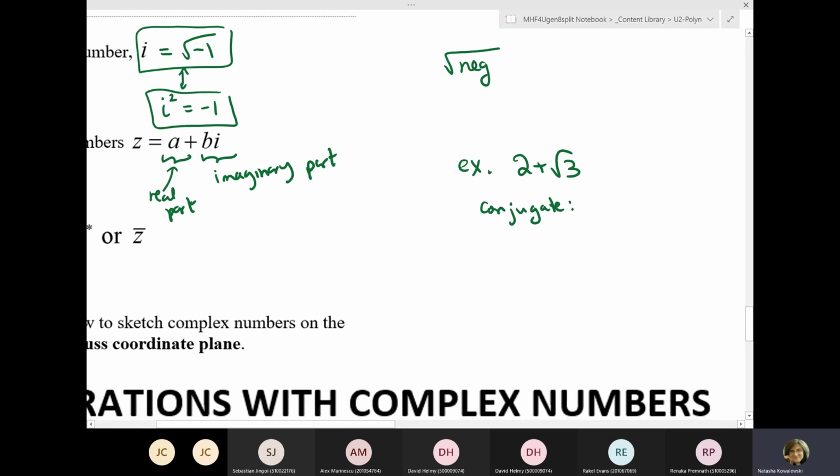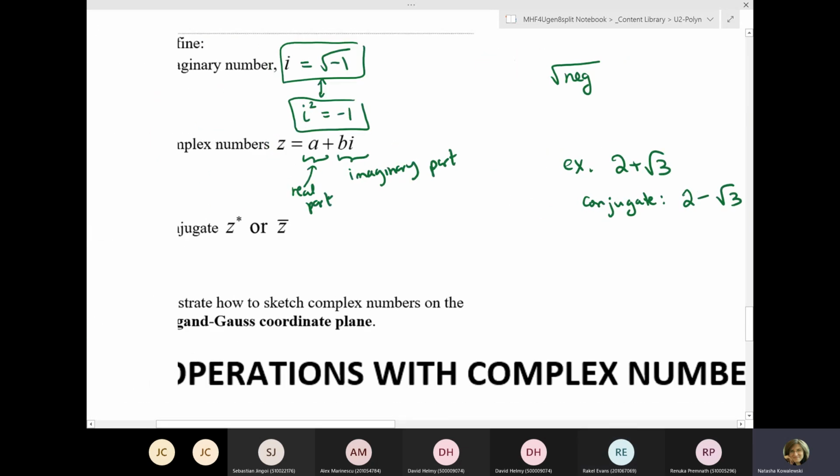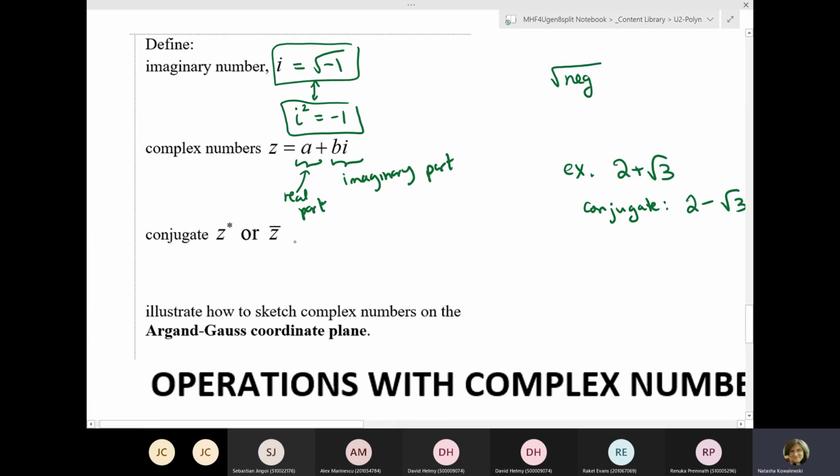2 minus root 3, right? So the same thing happens with a conjugate imaginary number. It would be a minus bi. So if it was plus in the middle, then you change it to a minus. If it was minus, then you change it to a plus.